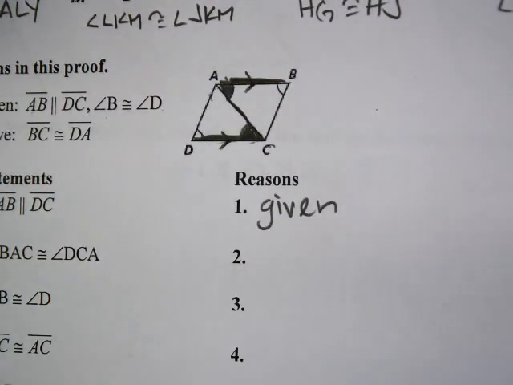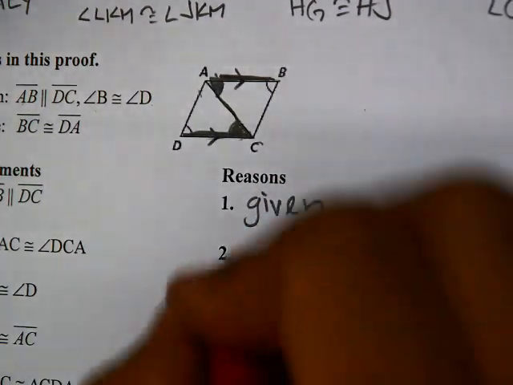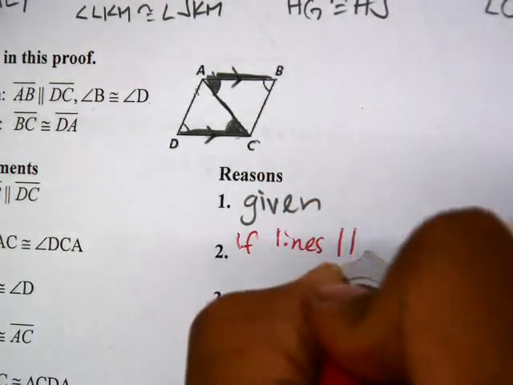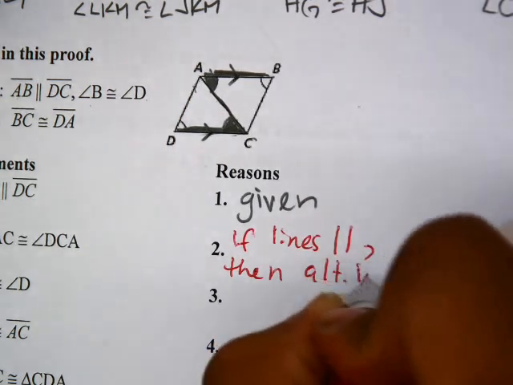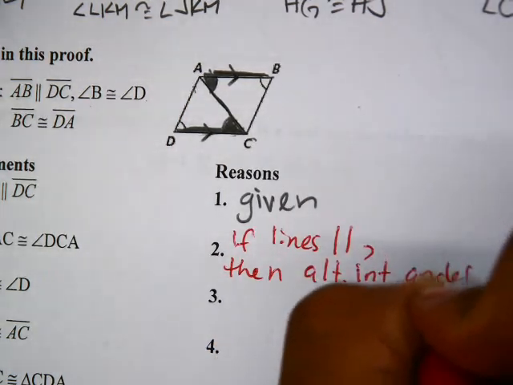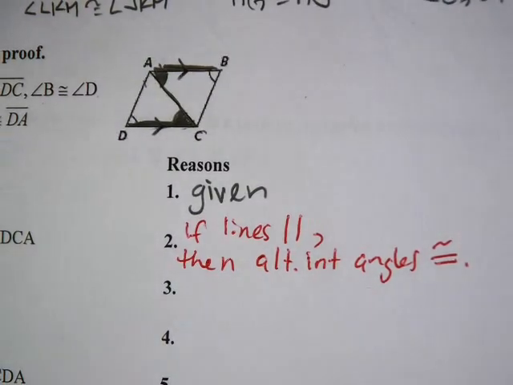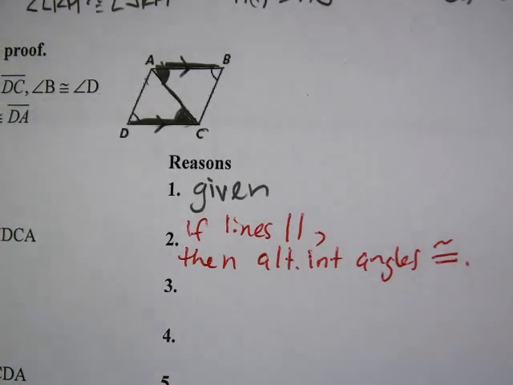So some teachers let you write the alternate interior angle theorem. I don't like that because I can't remember what that says. But if lines are parallel, then alternate interior angles are congruent. That's what I have my students write. So they actually remember, oh, I only use this when lines are parallel. So they don't use it inappropriately when lines aren't parallel. So yes, I make my students write that.